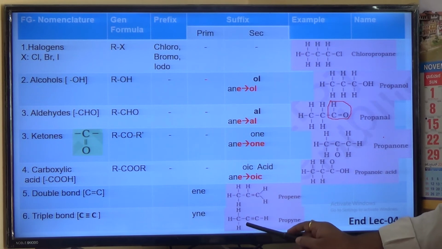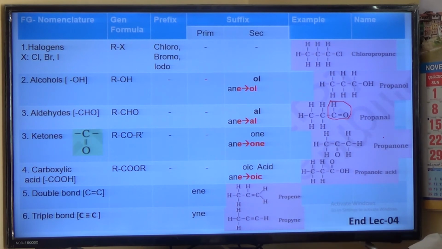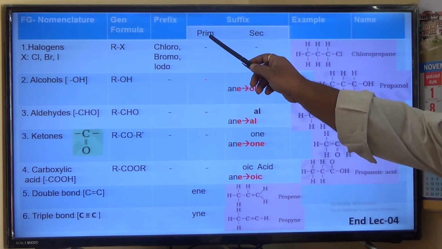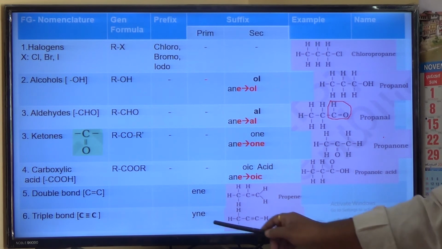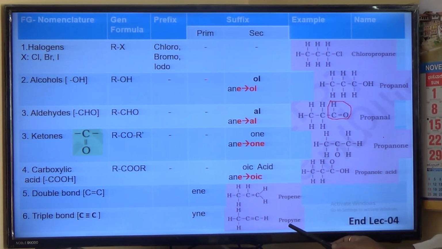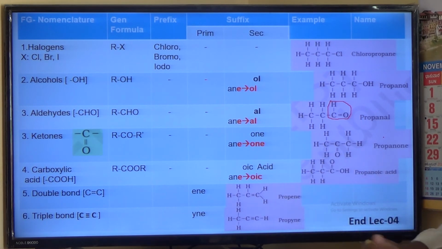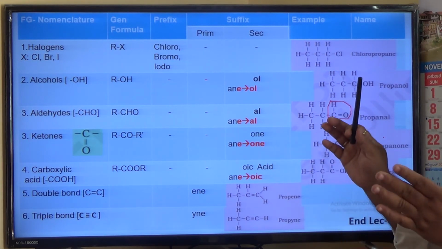Suppose a triple bond exists. This is the name of the compound. There exists a triple bond here. How do you name this compound? Count the carbon atoms. 1, 2, 3. Root word, prop. If a triple bond is there, the suffix is a primary suffix. What is the suffix? Yne. After the root word prop, I will add yne. Prop, yne, propyne. So this is how we can read the hydrocarbons when we attach the different functional groups.